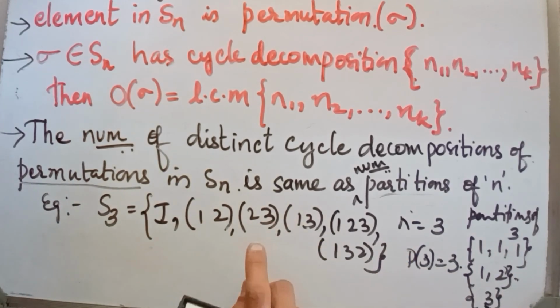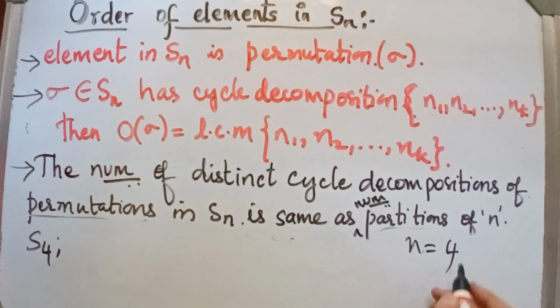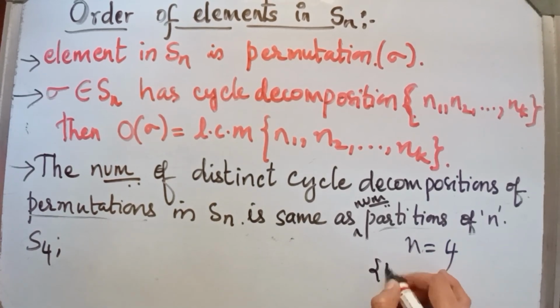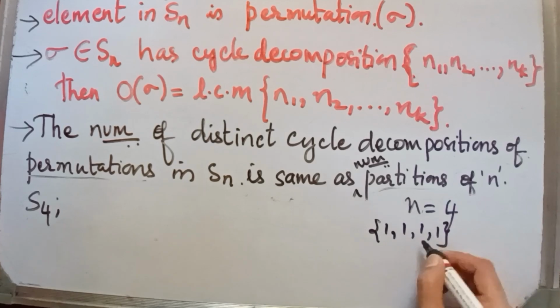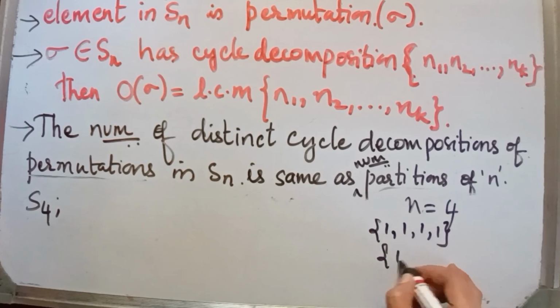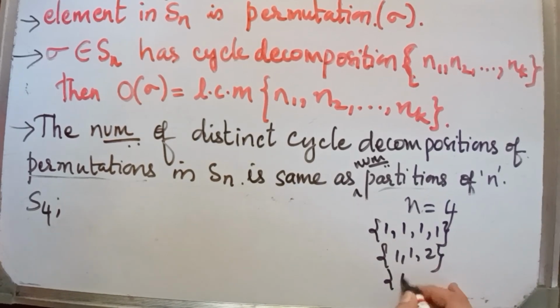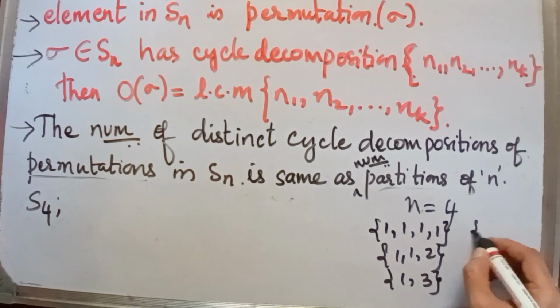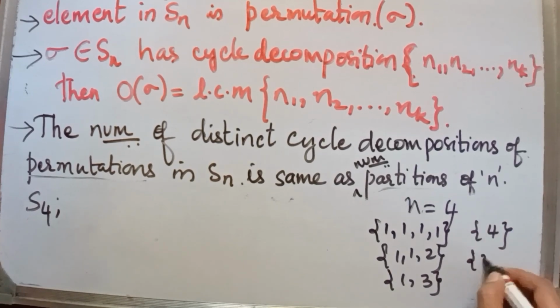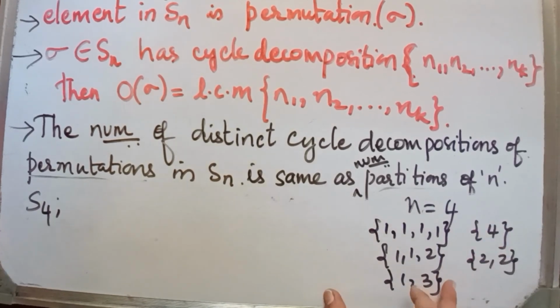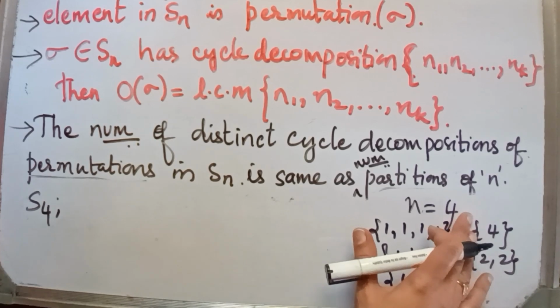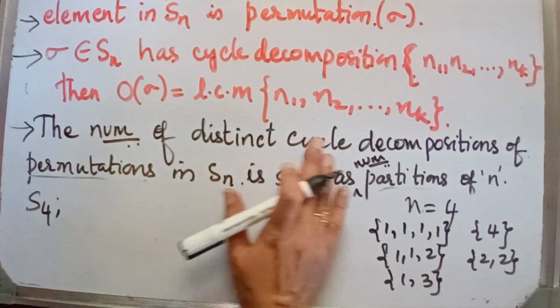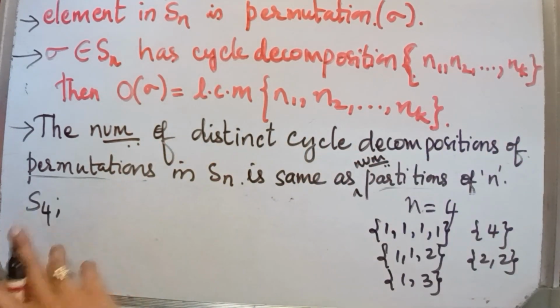Similarly, you can check with S4. In S4, n equal to 4. What are the partitions of 4? Partitions of 4 are 1, 1, 1, 1, then 1, 1, 2, then 1, 3, then 4, then 2, 2. There are 5 partitions of natural number 4. Therefore, there are 5 distinct cycle decompositions in S4.